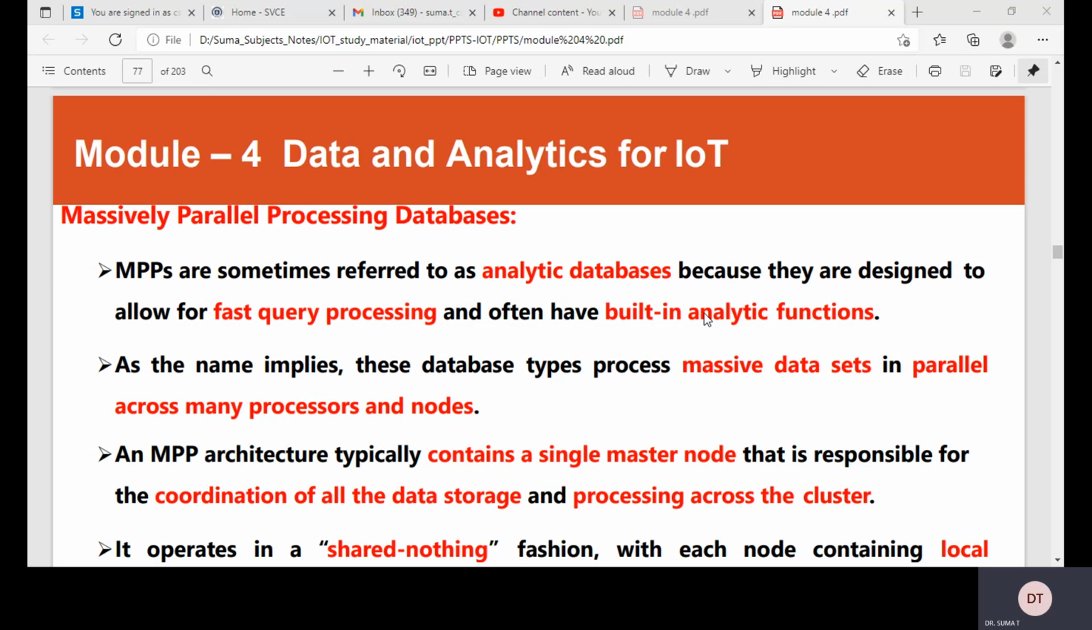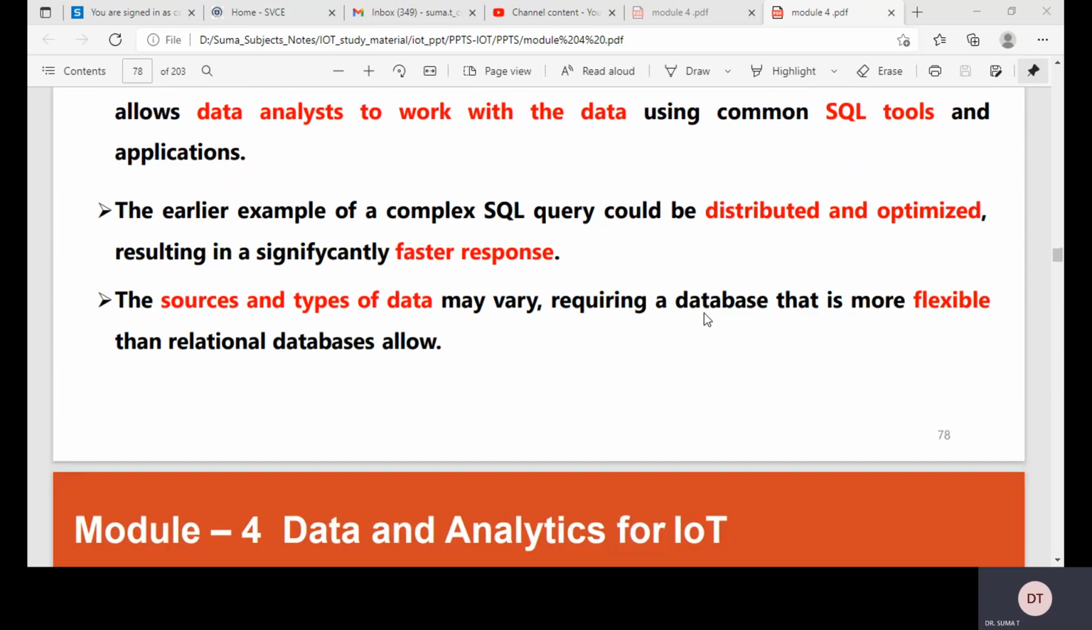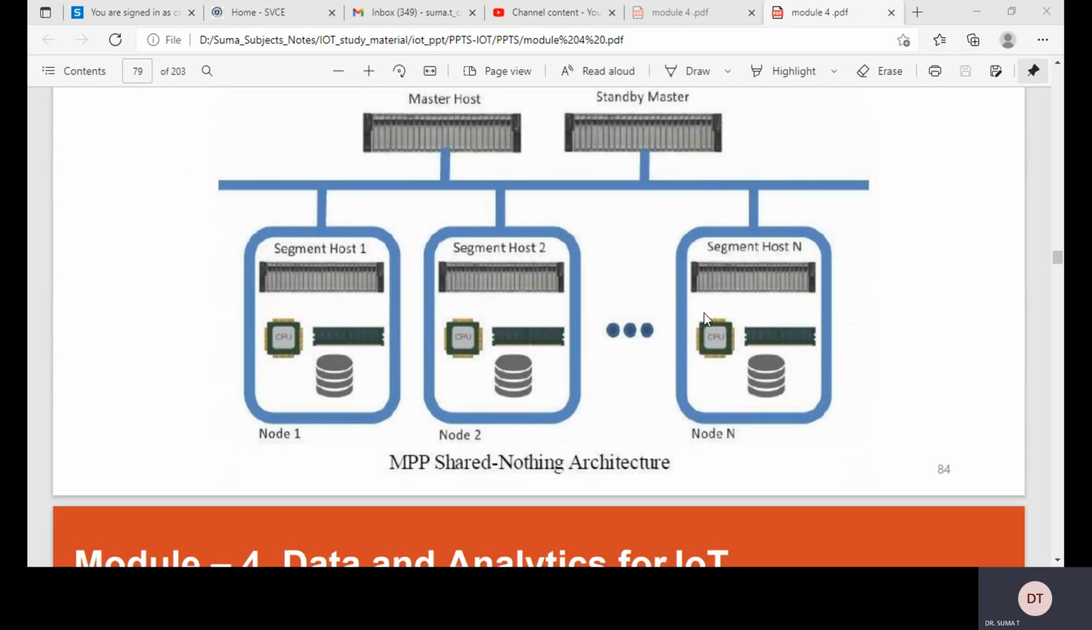We have the master host and we have the standby host. You can see the diagram here. If the master host fails, there is a standby master. If something goes wrong with the master host, the standby host will take care of that.